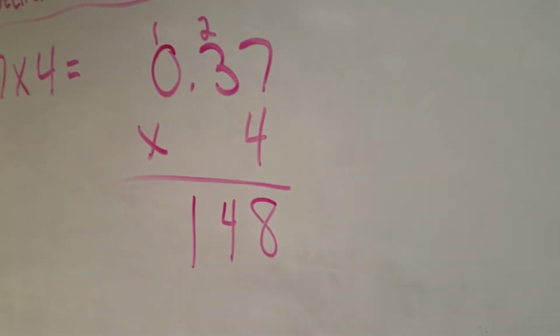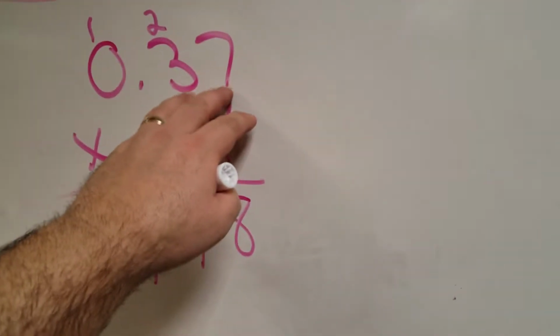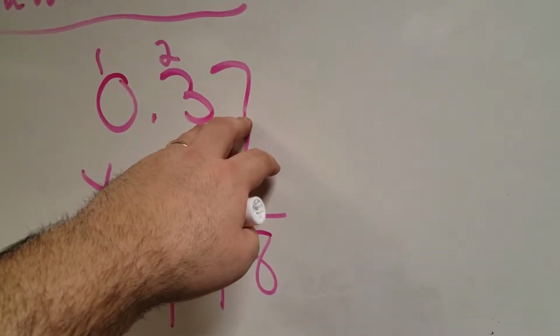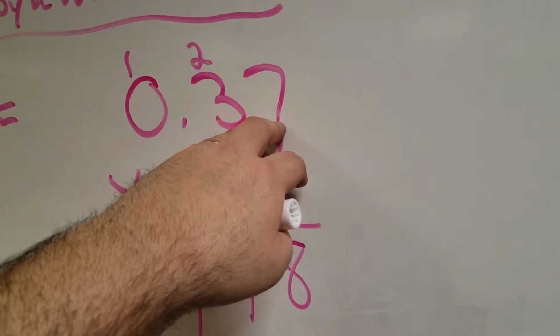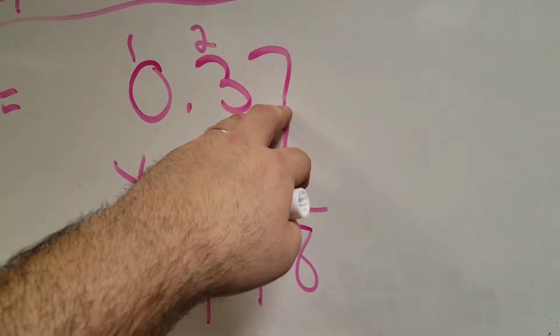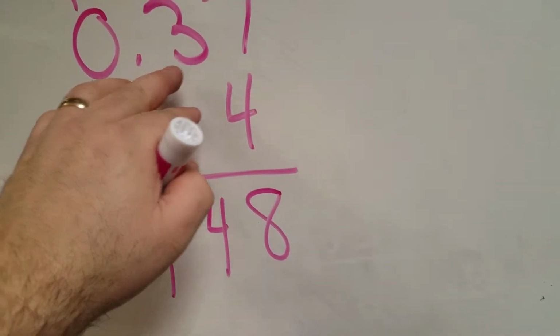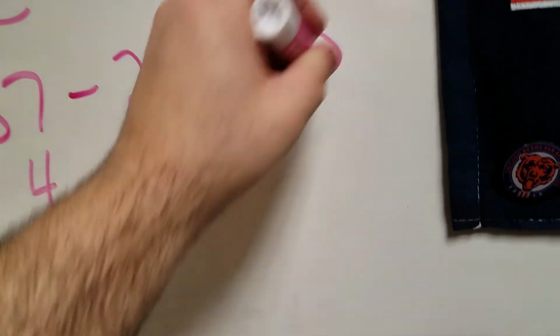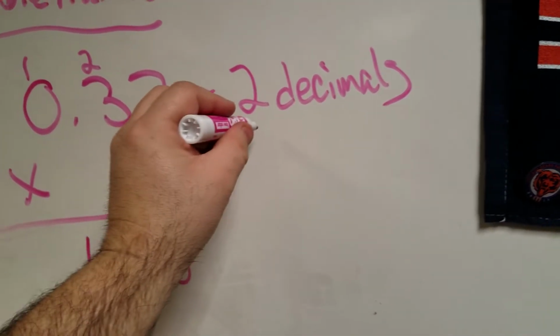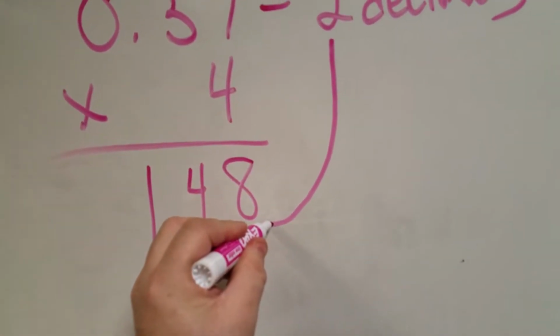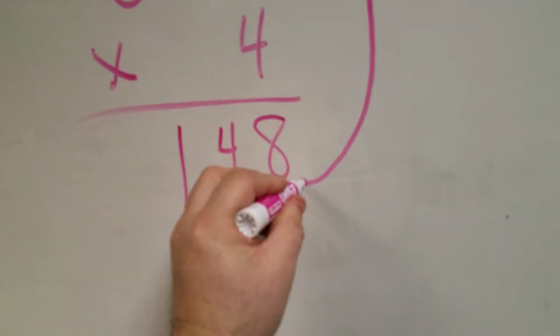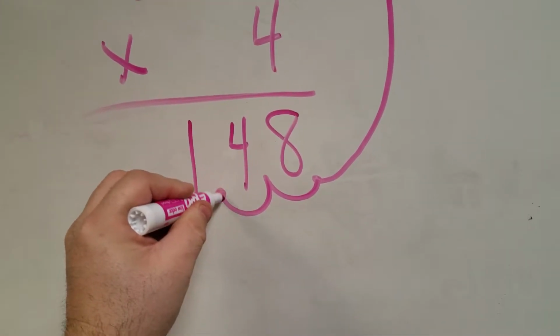Now here's where the magic comes in. These are two powers of 10 that are decreasing. It's smaller than 1. So I count up the amount of decimals that's in this problem, and there are 2 decimals. There are 2 decimals, and what I do is I say, well, I'm going to start here, and I'm going to move my decimal over 2 times.